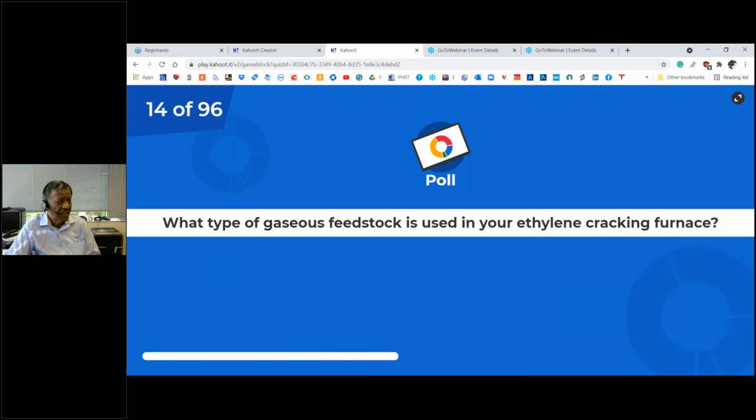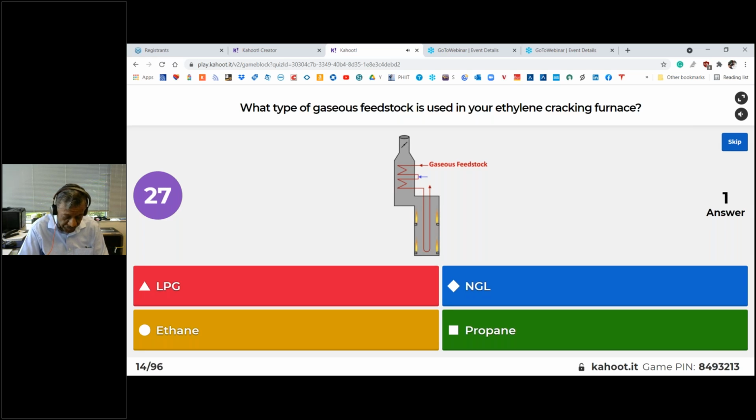Let's move on. What type of gaseous feedstock is used in your cracking furnace? There are choices of LPG, ethane, NGL, and propane. So these are the 4 typical feedstocks which are used in the cracking furnaces.